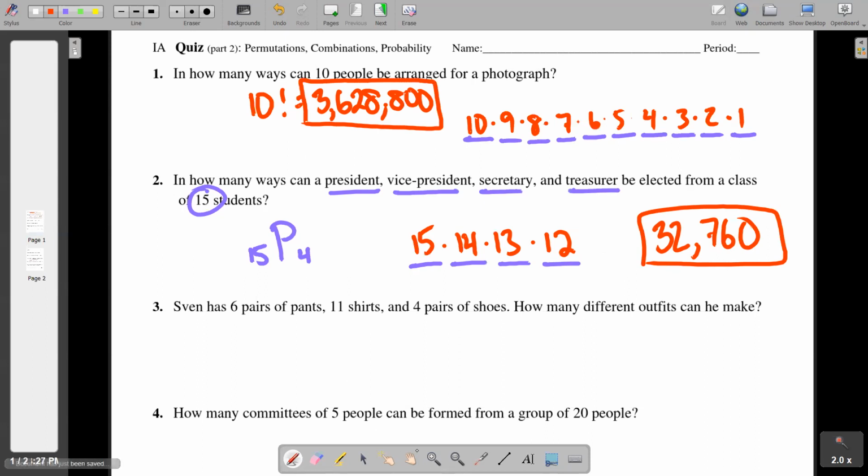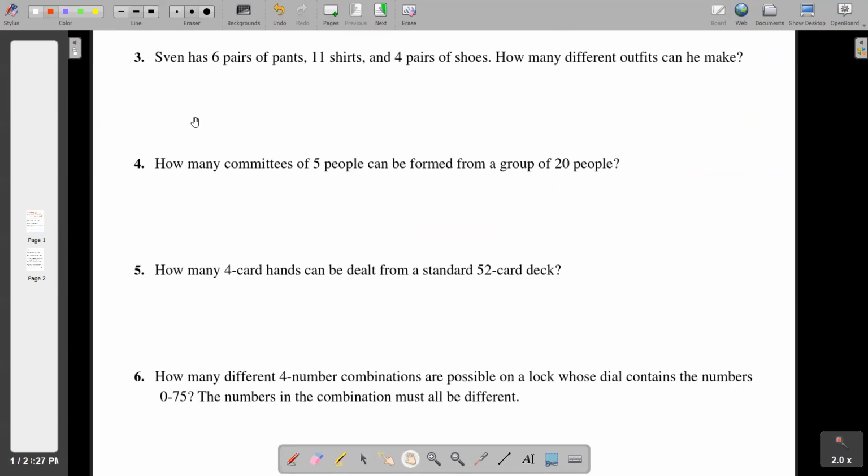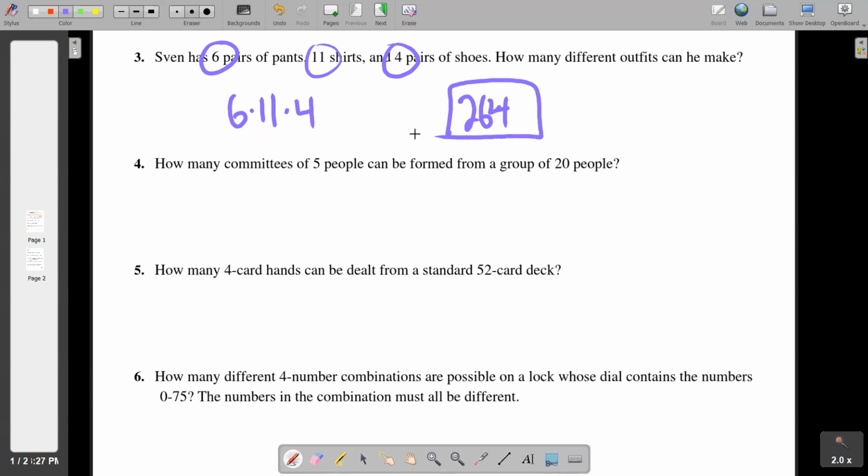Okay. Question number 3. This is a fundamental counting principle problem. You take the number of pants, the number of shirts, and the number of shoes, and you simply multiply them together. 6 times 11 times 4 is 264. This is assuming that Sven picks 1 pair of pants, 1 shirt, and 1 pair of shoes. If he just selects 1 from each category blindly, there's 264 combo outfits that he could make. Any questions there? That's just the fundamental counting principle. Nothing to it. Let's head on to number 4.